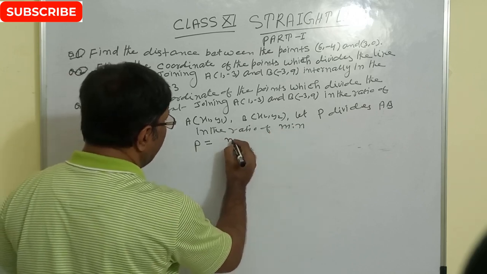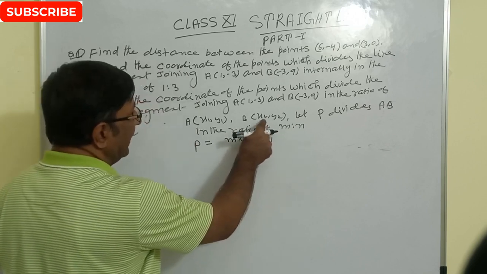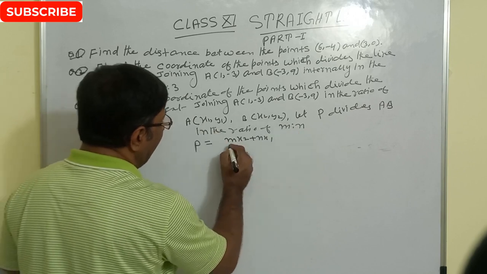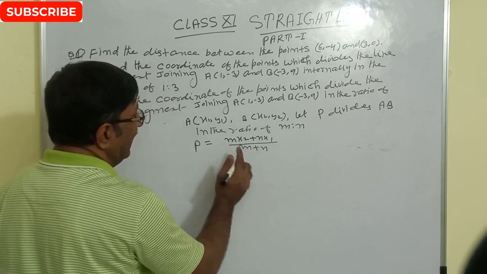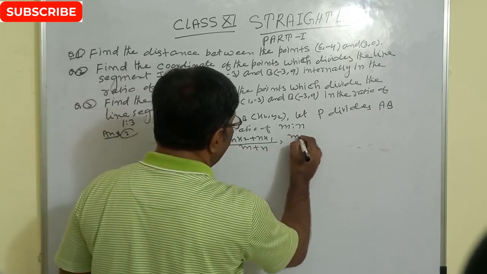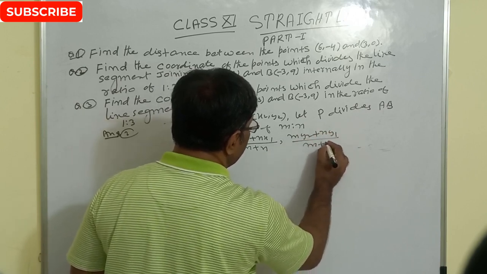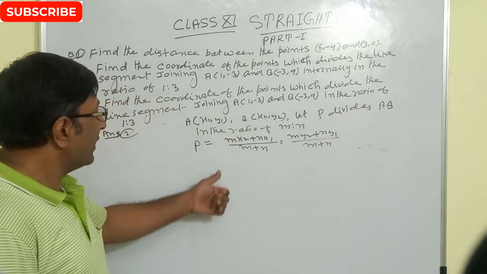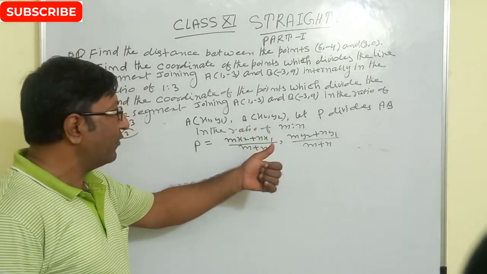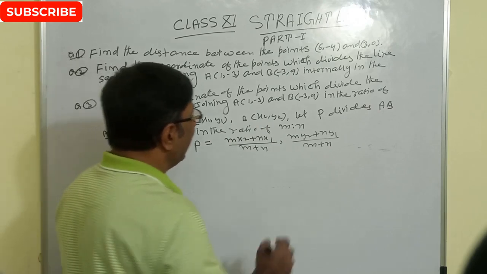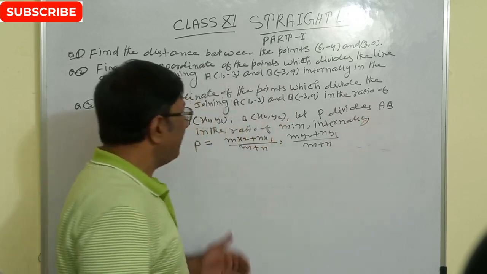Then our formula is mx2 plus nx1, that is m multiply x2 plus n multiply x1, and this divided by what? That is m plus n when it divides internally. And in the same way y coordinate is what? my2 plus ny1 divided by m plus n. This is the basic formula when A coordinate given, B coordinate given, and P is any point which divides AB in the ratio of m is to n internally. If this divide internally, then coordinate of P equal to what?